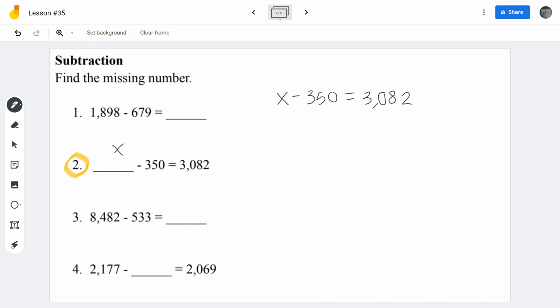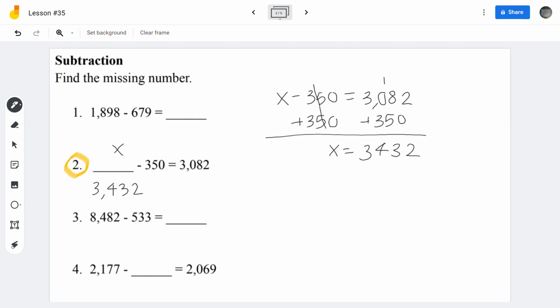Now the way we find x is by isolating the variable x by adding 350 to both sides. Once we add 350 to both sides, we'll be left with only x on the left side. And then we just have to add these two. So we get 2, 13, 4, and 3. So our x value should be 3,432.